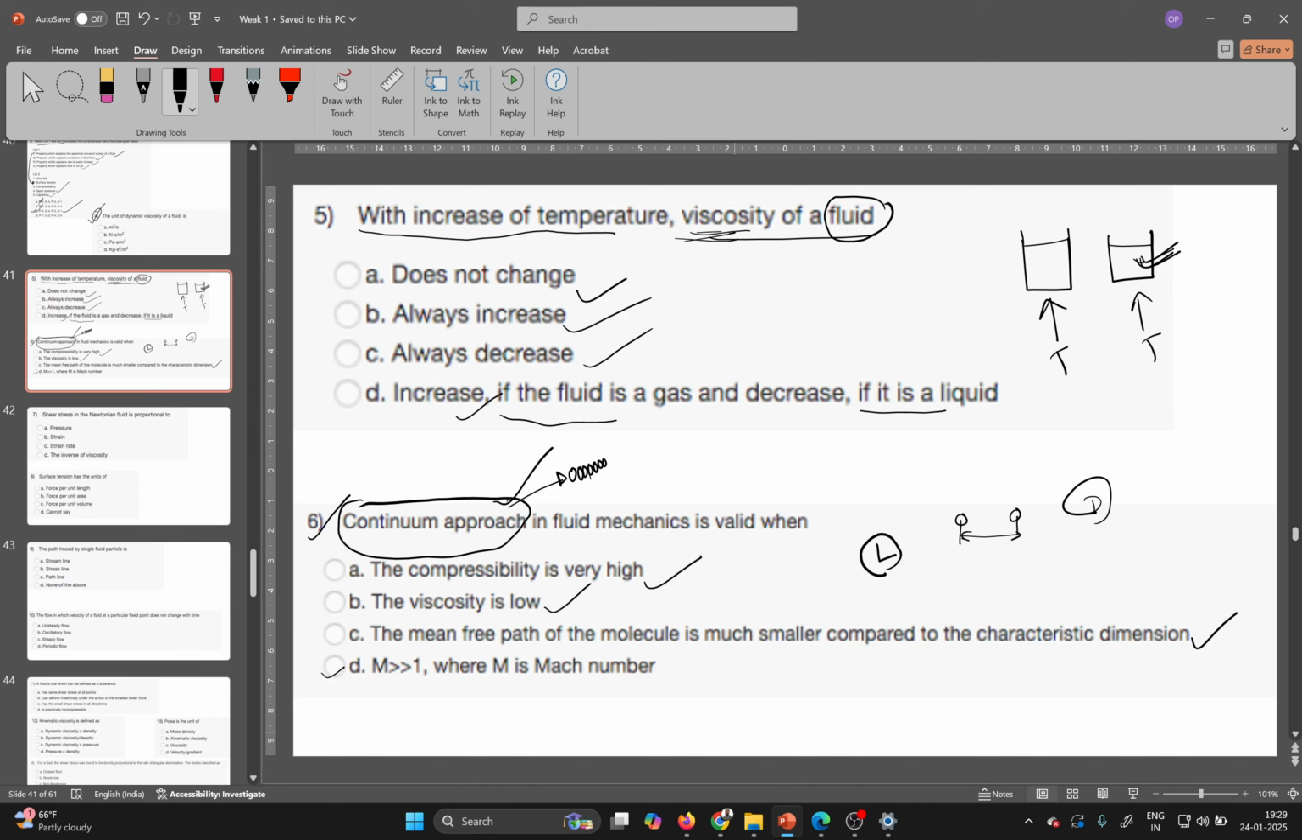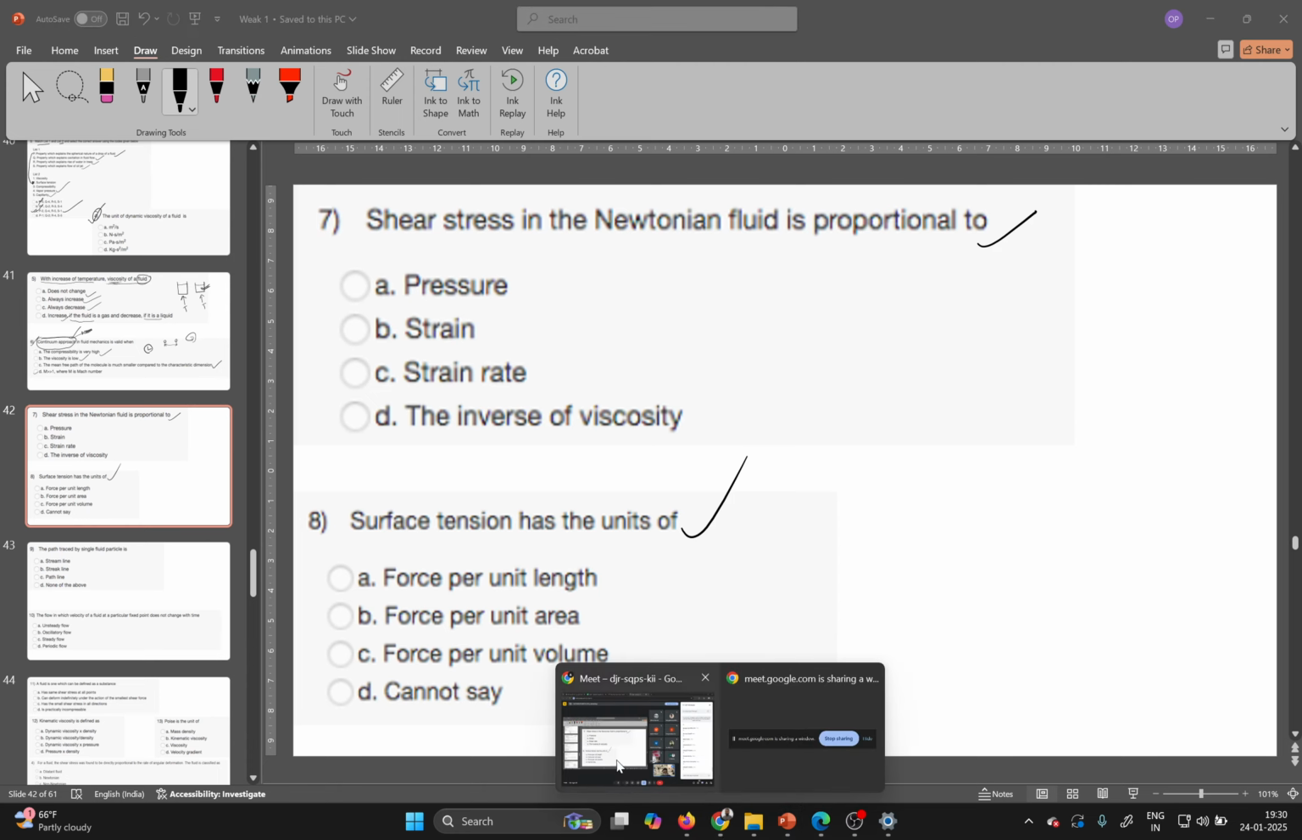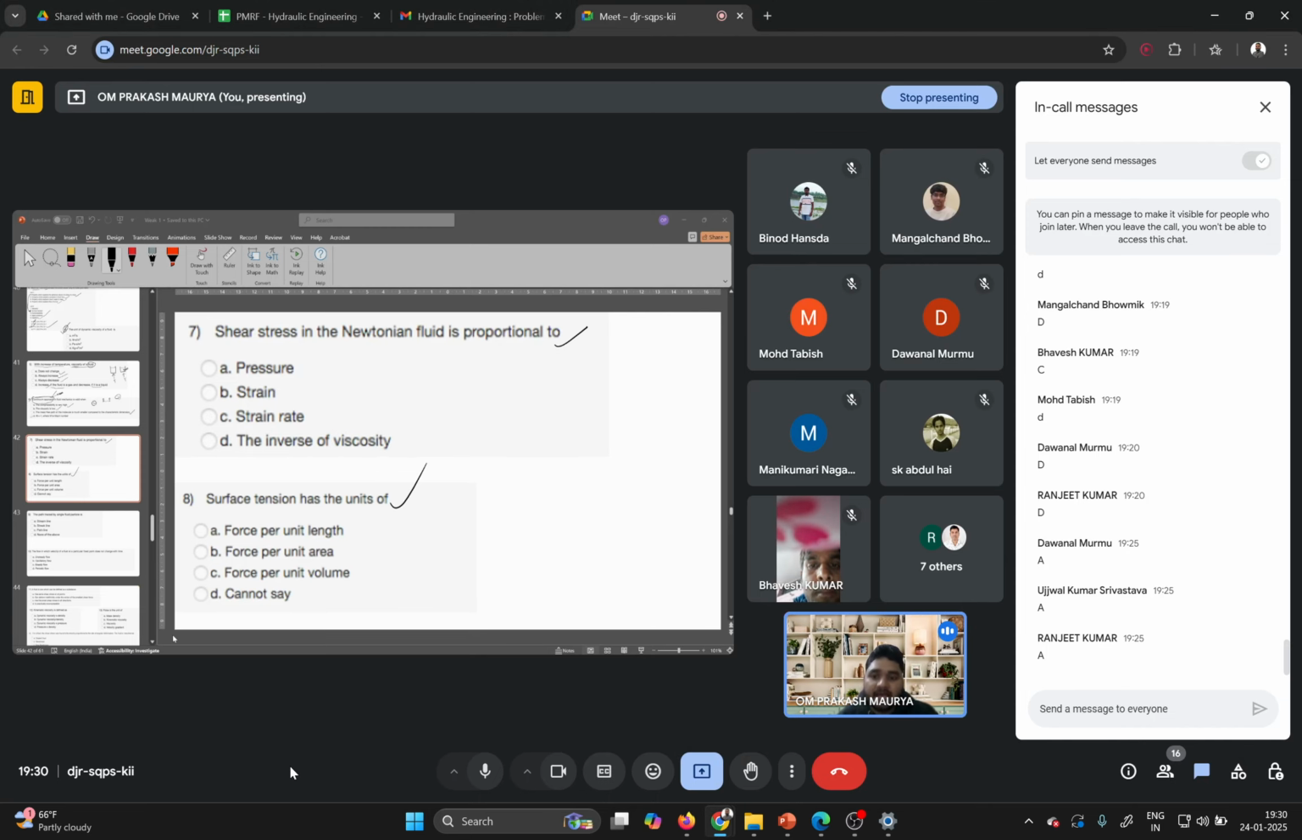So now we'll move on to the next question. Shear stress in Newtonian fluid is proportional to, this question we have already solved. The surface tension has a unit of, question number 8, please try to give the answer. The surface tension has a unit of force per unit length, force per unit area, force per unit volume, and cannot say. Cannot say means there is no dimension of surface tension, option D. So which option is correct, A, B, C, or D?